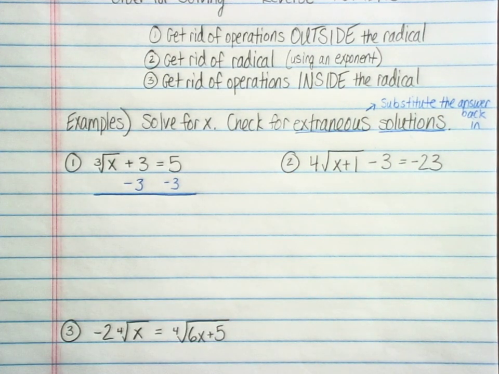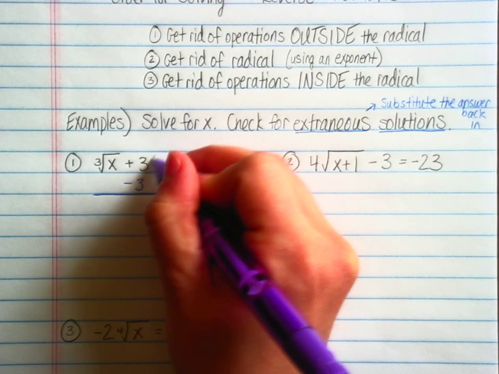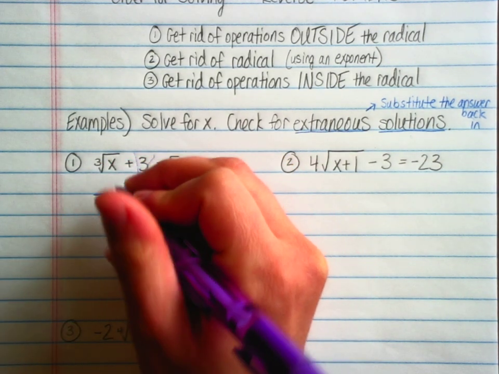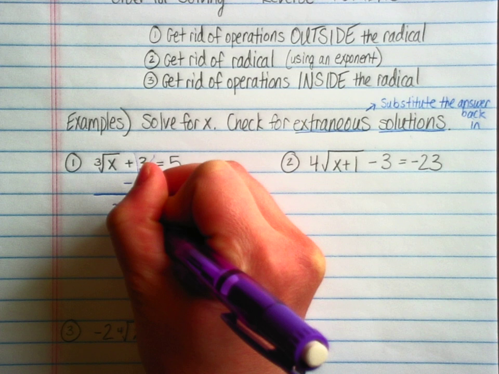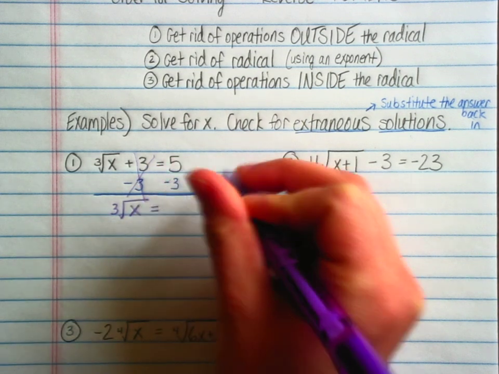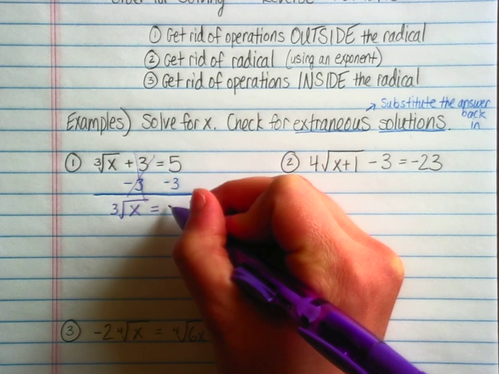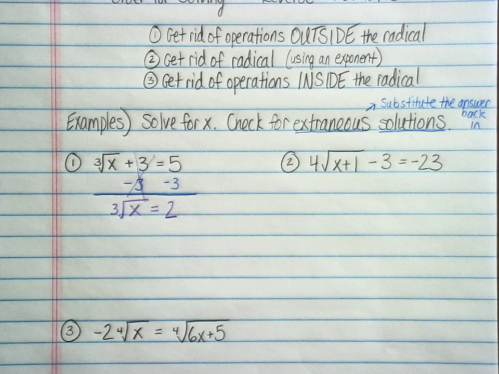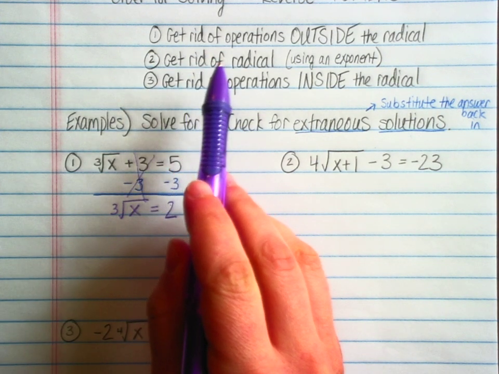If I subtract 3 from the left side, that means the 3 is gone. So I'm just left with the cubed root of x, and on the other side 5 minus 3, that's going to give me 2. Now if there were other things on the outside of the radical, we would get rid of them now also, but since there's nothing left, the next step is to get rid of the radical.